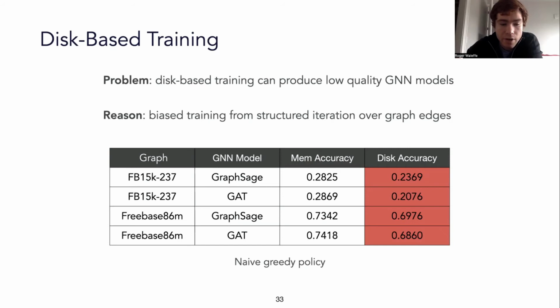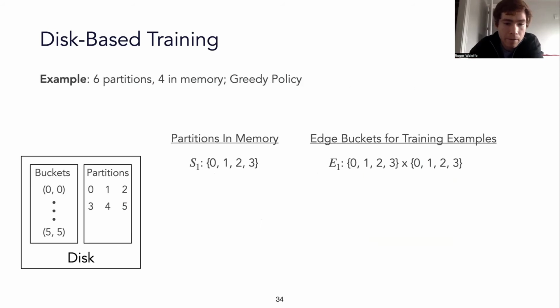And the reason for this drop in accuracy is because the structured access to graph data from the greedy policy, while beneficial for high throughput, actually leads to successive mini batches with correlated training examples. So to see this problem explicitly, let's walk through another example. Consider that we have 6 partitions and 4 of them can be brought into memory at a time. Then we may start by loading partitions 0, 1, 2, and 3 and their corresponding edge buckets into CPU memory.